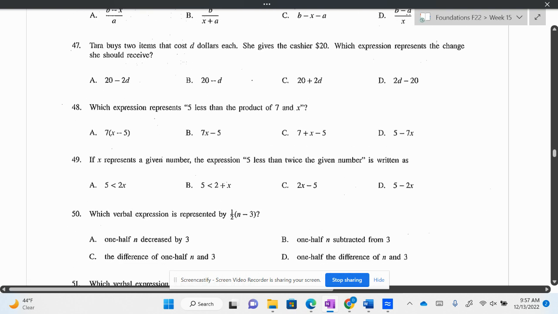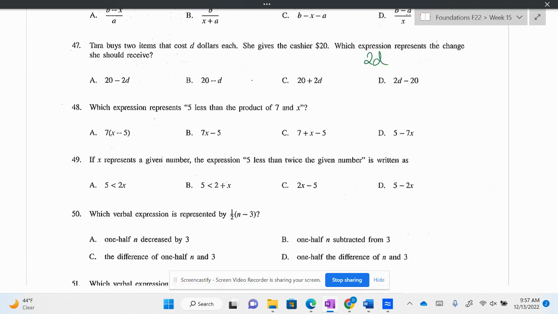Tara buys 2 items that cost $D each. So 2 items that cost $D each. She gives the cashier $20. Which expression represents her change? 20 minus 2D is going to be her change.